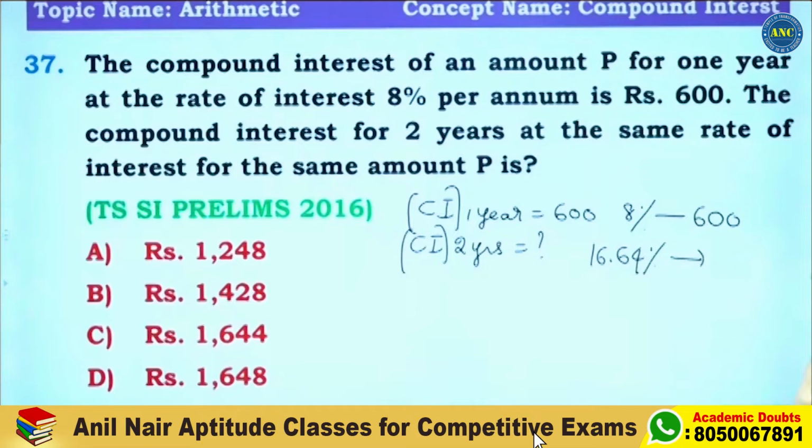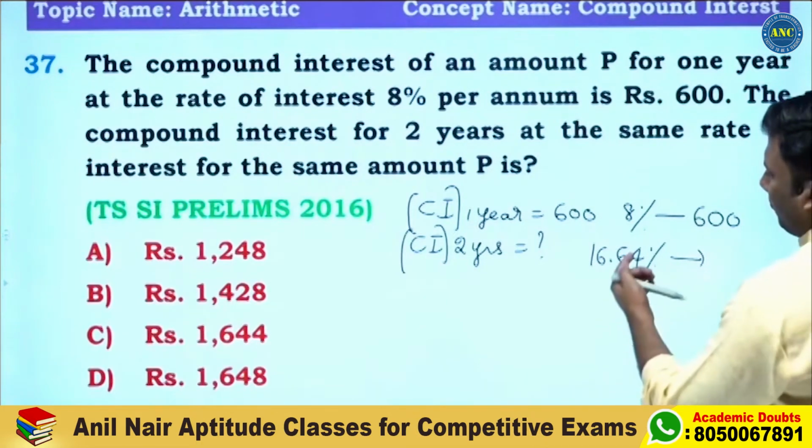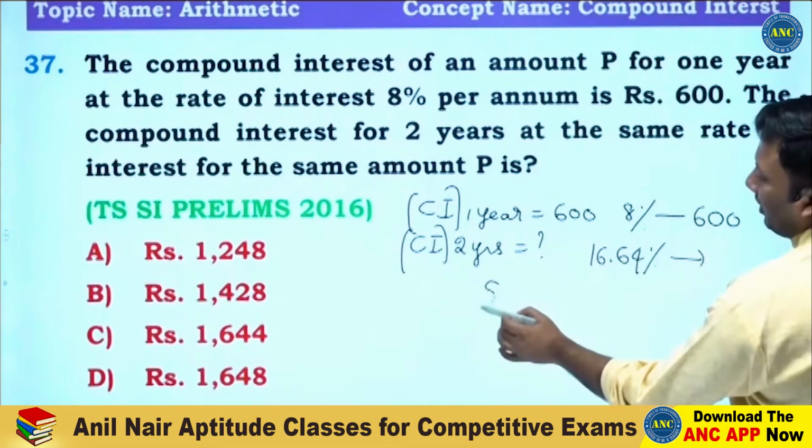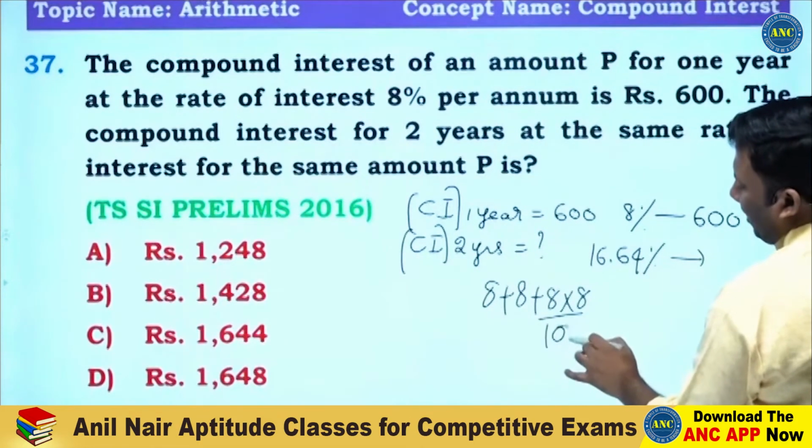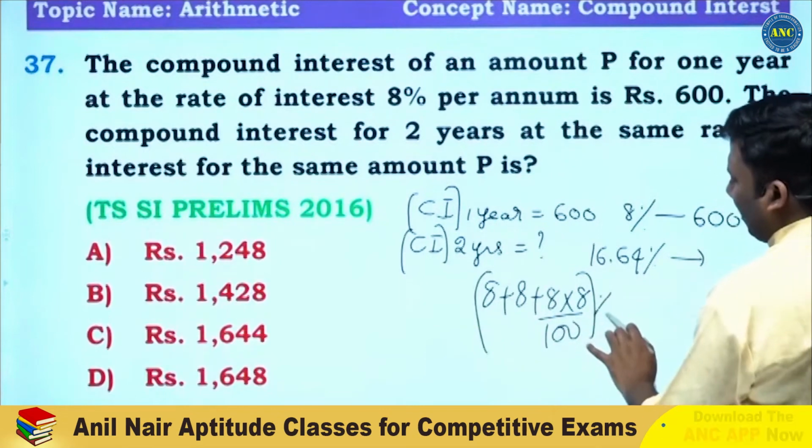16.64%. Why did we get 16.64? Using the formula A plus B plus A into B divided by 100.